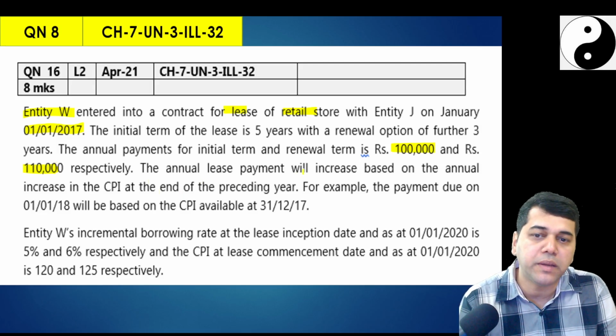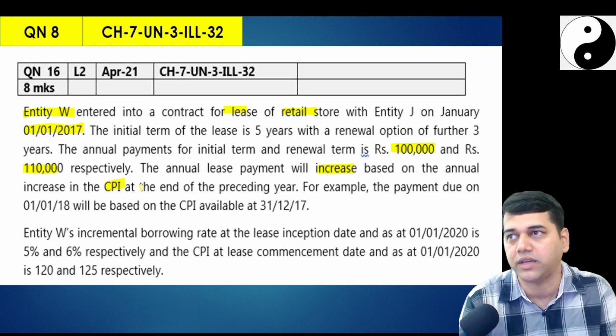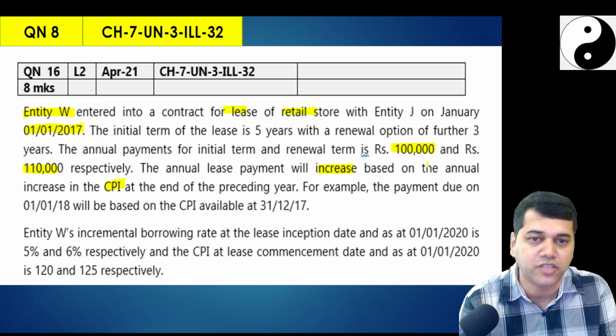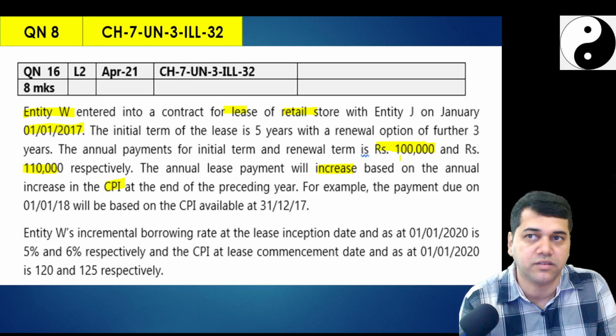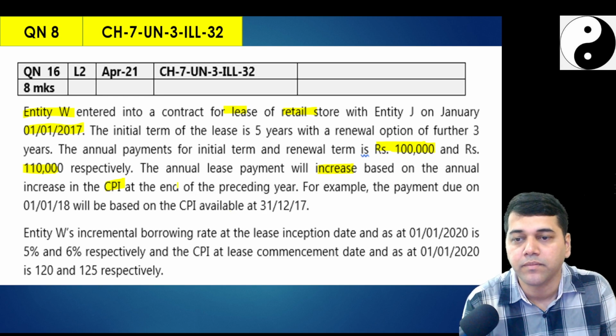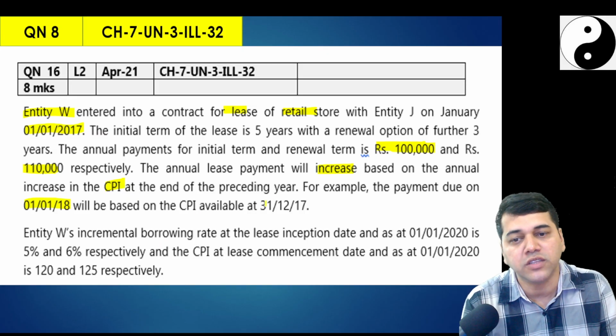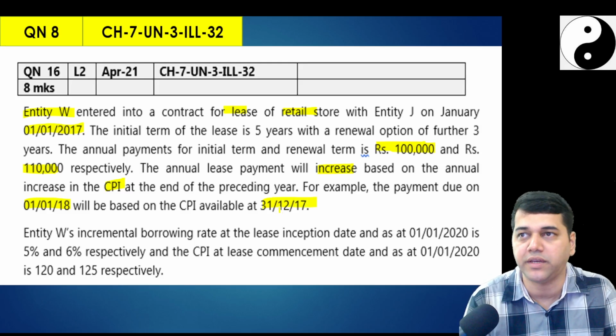The annual lease payment will increase based on the annual increase in the CPI. Oh, okay, we got one variable component now. Actually, my base is fixed, but this is going to change depending upon the CPI. Now, at the end of the preceding year, for example, the payment which is due on 1/1/2018 is based on 31st March 2017 CPI.